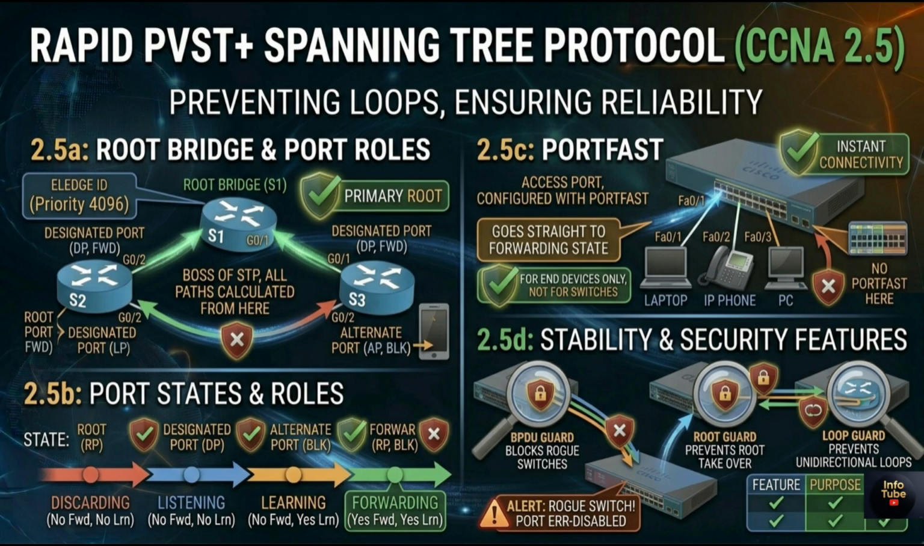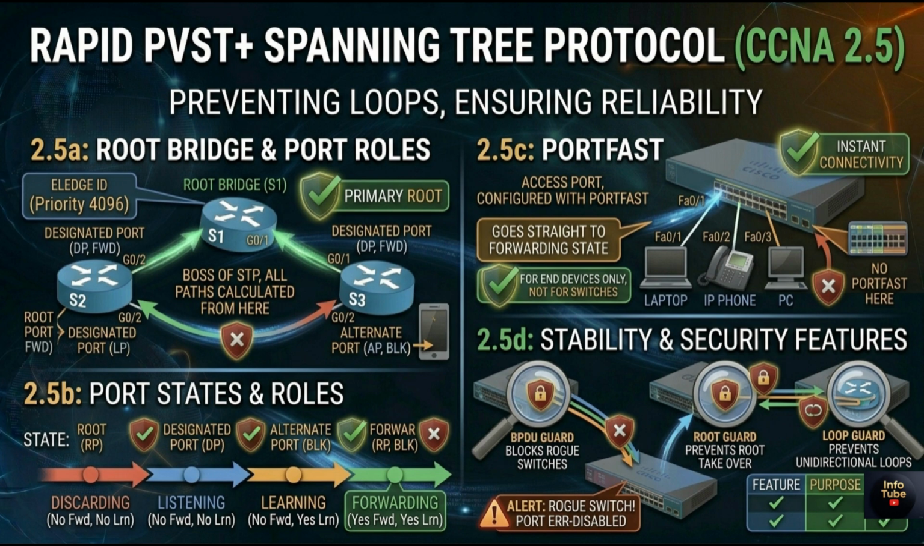This next section is the heart of a stable, secure network. We're moving from basic connectivity into the safety nets and management tools that professional engineers use every day. Objective 2.5. Rapid PVST plus Spanning Tree Protocol. The Spanning Tree Protocol, or STP, is the network's insurance policy. It stops broadcast storms, where data circles switches endlessly until the entire network crashes. Rapid PVST Plus is Cisco's enhanced version that handles these loops much faster, allowing your network to recover in just a few seconds if a cable fails.